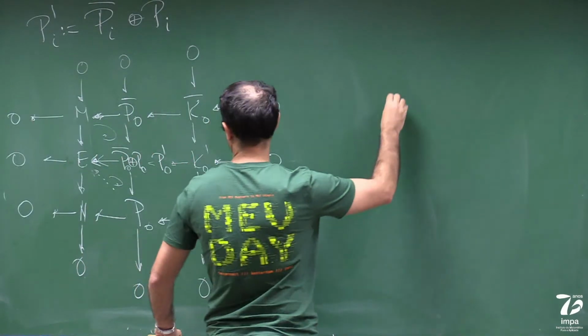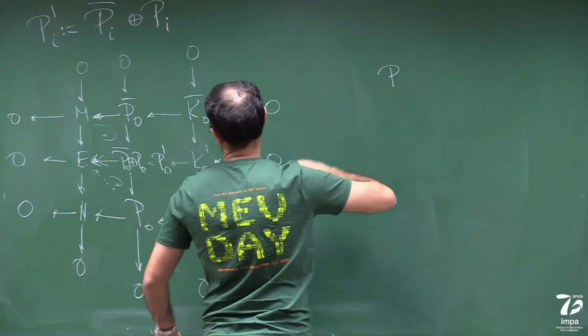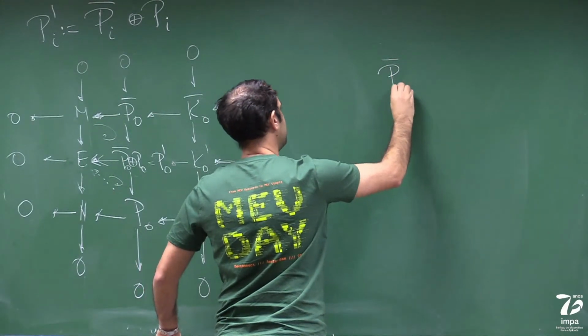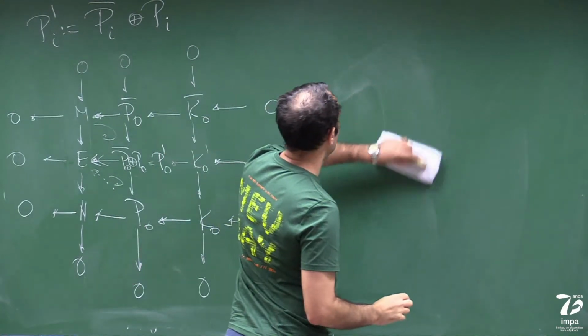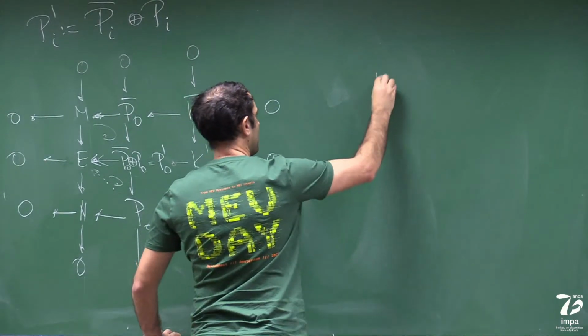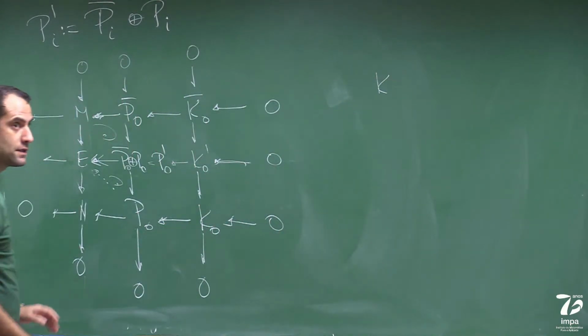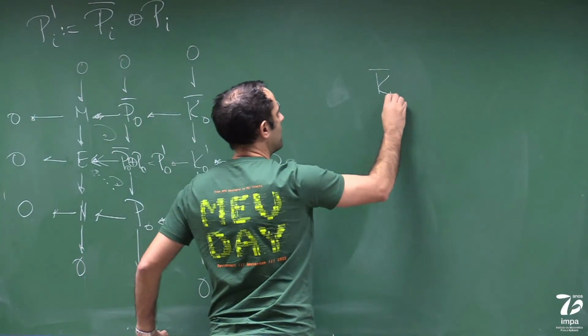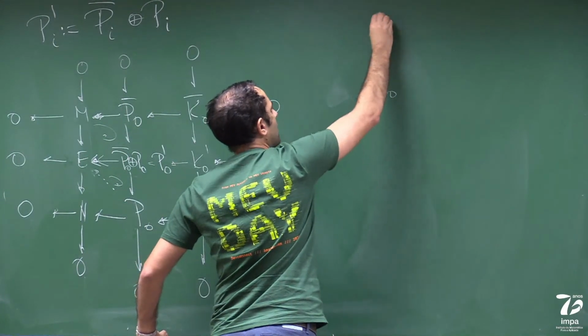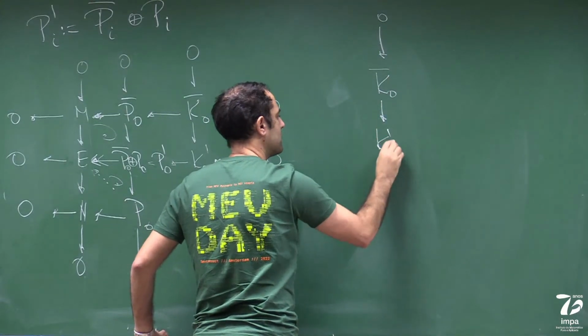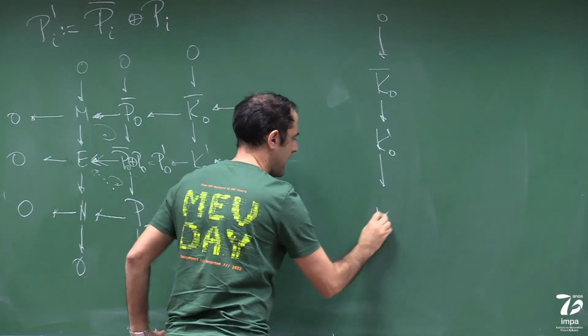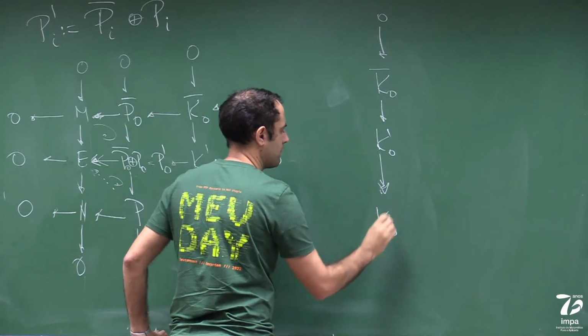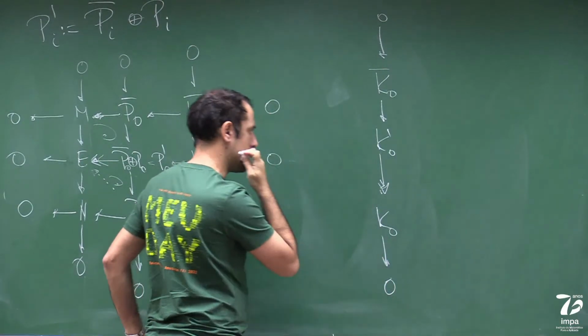I now know that I have a P. Oh, I'm sorry. Let's move on to K0 now. So now I have everything is exact in this diagram. Absolutely everything is exact. So I have K bar 0 to K prime 0 to K0 to 0.